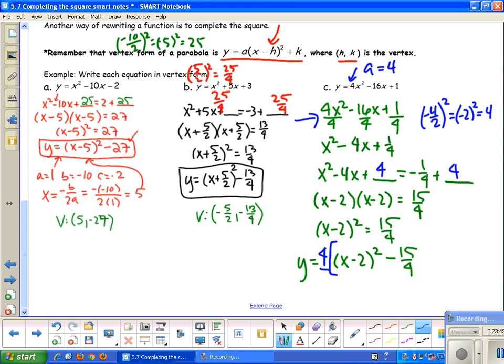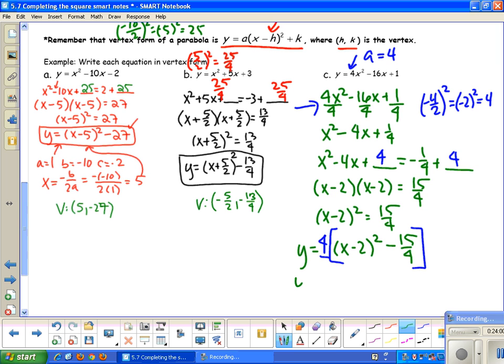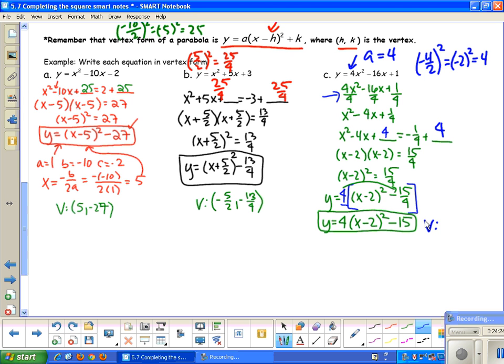And when you multiply that 4 back in, you need to multiply it by both your terms in your equation. So in this case, I would get y equals 4, and then this would be x minus 2 squared, and then that 4 has to get distributed to the 15 over 4, so this would be minus 15. And now this is my equation. And so for this, my vertex, if I was asked to find it, would be 2, -15.